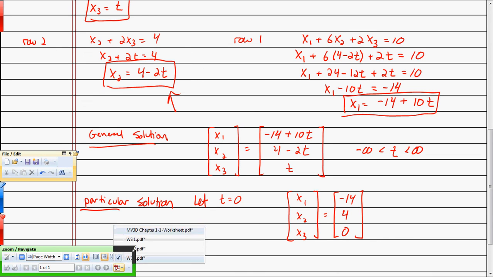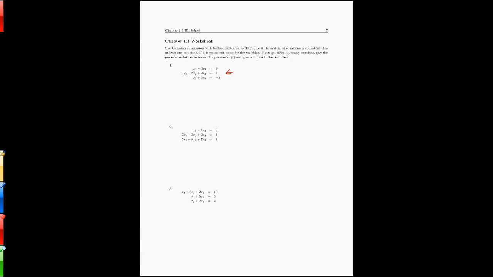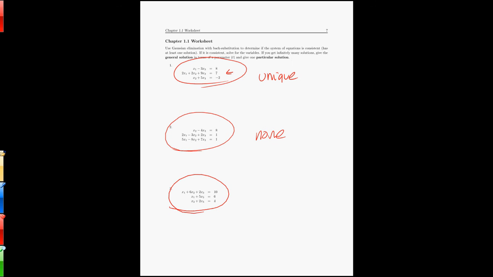3 different systems of equations. In this case, we had a unique solution. In this case, we had none. And in this case, we had infinitely many. And that's really the trick whenever it comes to solving systems of equations. Gaussian elimination and back substitution will get you there every time if there is a unique solution. But oftentimes, there are no solutions or infinitely many. And so you have to proceed with caution as you do these problems.